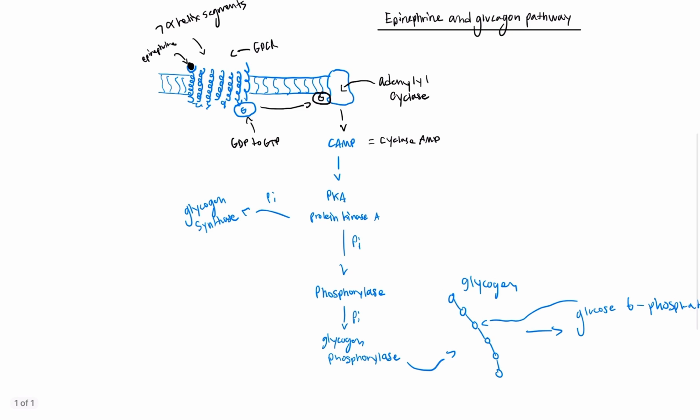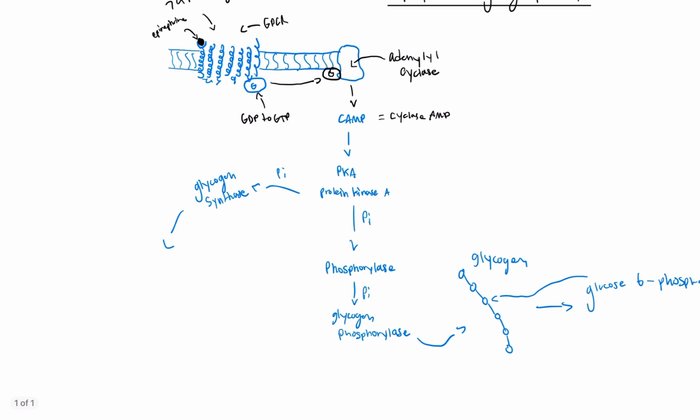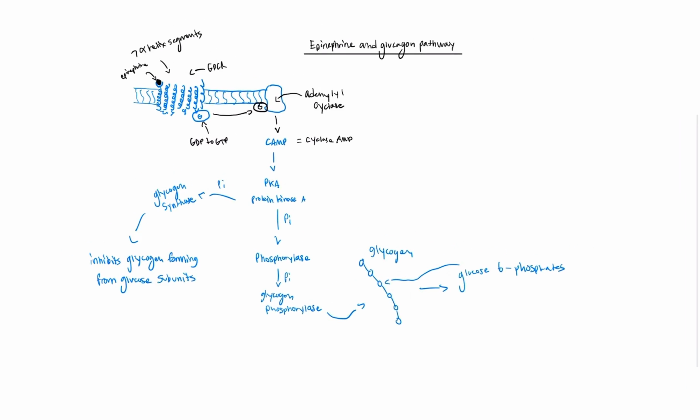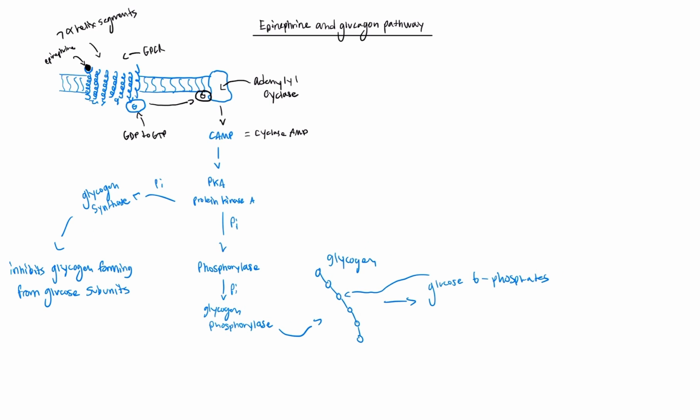So at the same time, whenever you phosphorylate the phosphorylase from protein kinase A, you're also going to phosphorylate glycogen synthase. Now, keep in mind that phosphorylation doesn't equal activation. It can also equal inhibition. So in this case, phosphorylation inhibits glycogen synthase, which inhibits the formation of glycogen from glucose subunits, right? So that's the pathway of this epinephrine and glucagon pathway.